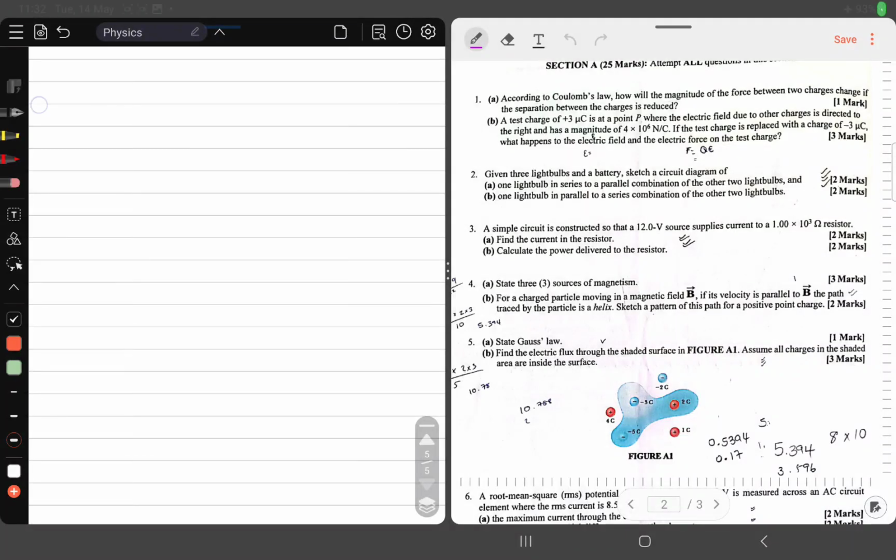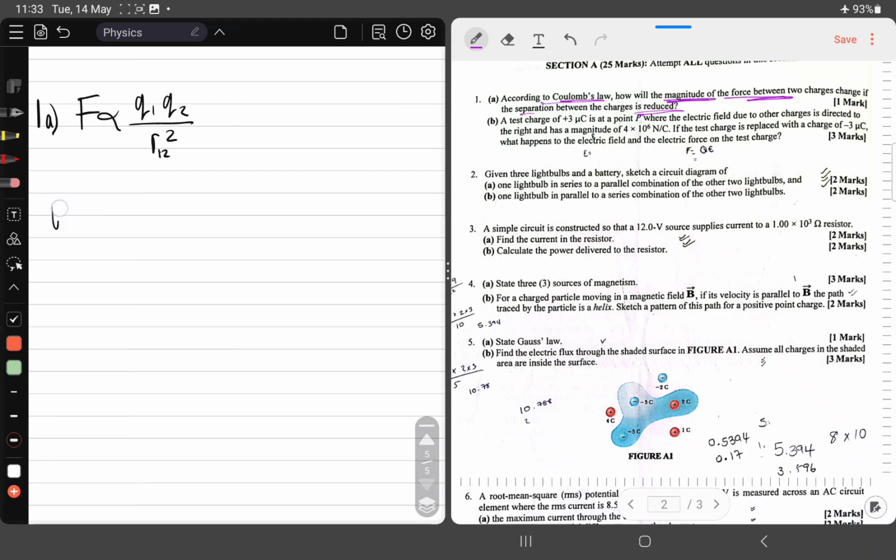All right, now we do number 1A. It's saying, according to Coulomb's law, how will the magnitude of the force between two charges change? What is Coulomb's law? Coulomb's law says the force between two charges is proportional to the product of the charges and inversely proportional to the square of their separation. So it's inversely proportional to their separation. So here I am reducing it. So what happens? You can say the force should increase.